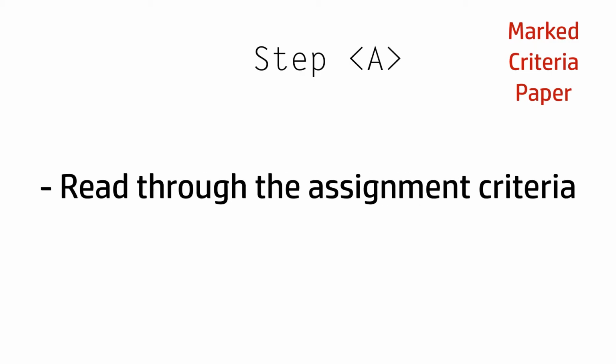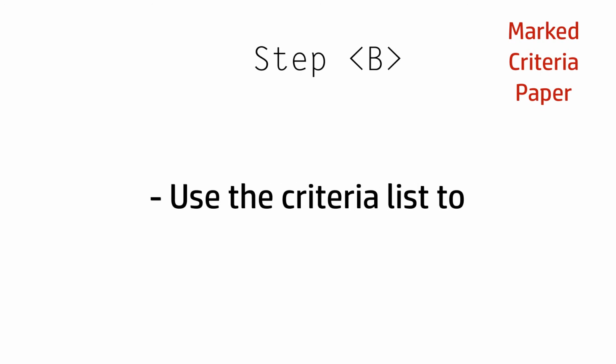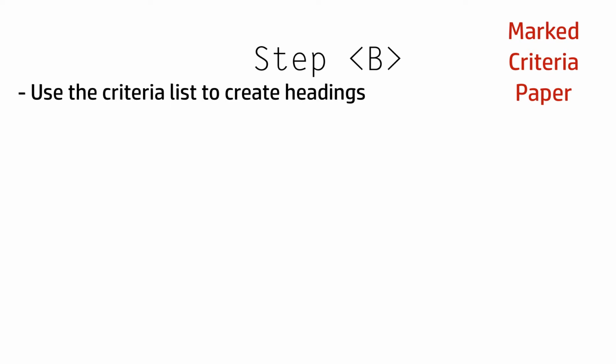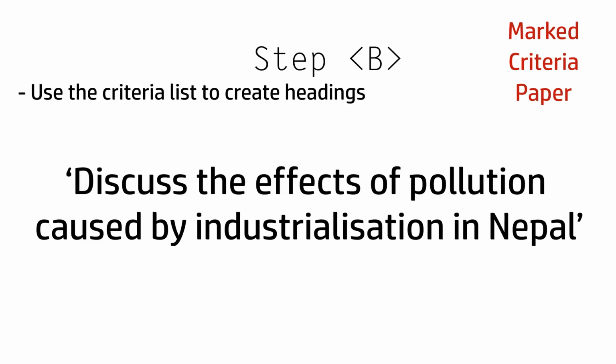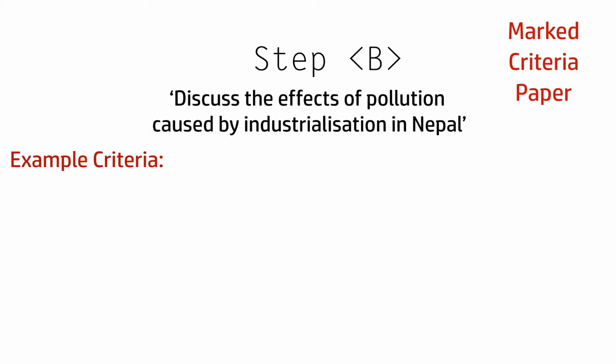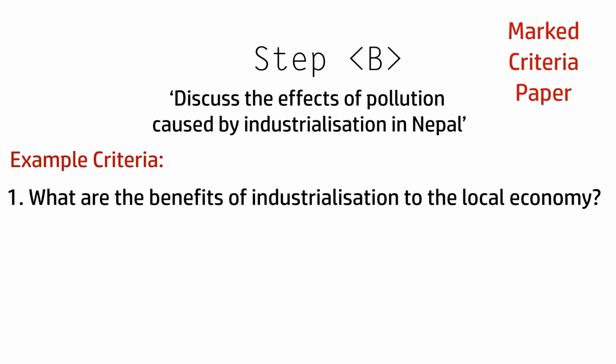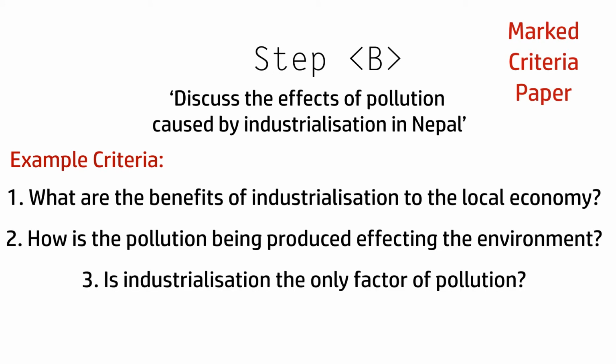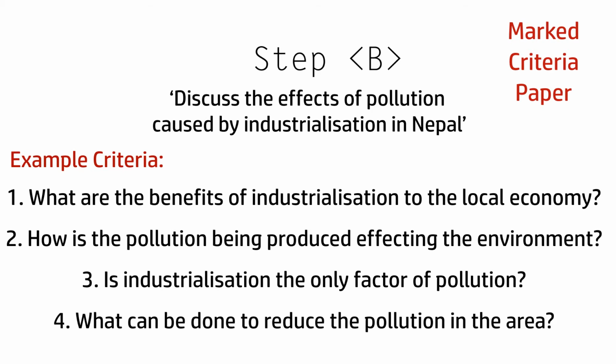Step A. Simply read through your assignment criteria. Step B. Use the criteria listings to create headings for your body segments. For example, if your essay or report question is discuss the effects of pollution caused by industrialization in Nepal, the criteria list might be as follows. Criteria 1. What are the benefits of industrialization to the local economy? Criteria 2. How is the pollution being produced affecting the environment? Criteria 3. Is industrialization the only factor of pollution? And criteria 4. What can be done to reduce the pollution in the area?